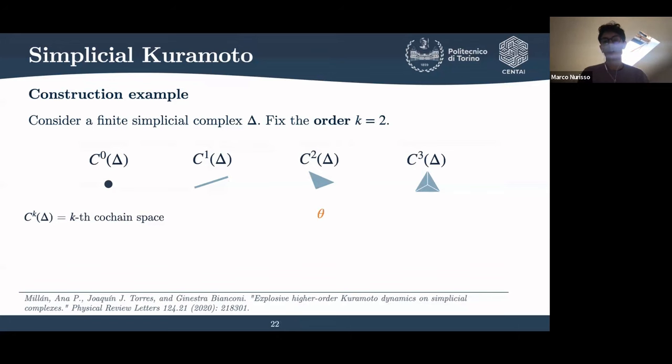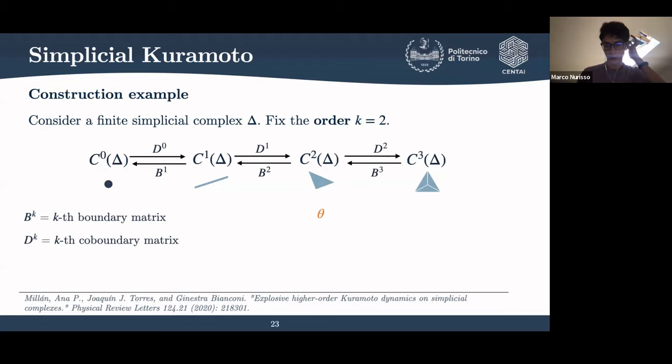And given that we want to describe synchronizations of triangles, it is then only natural to consider theta as an element of the second cochain space, so a real function on the triangles. These spaces are related by co-boundary operators of different orders and their adjoints, which I call, with an abuse of notation, boundary matrices. And so the idea to extend the Kuramoto model is to play the same game as before.